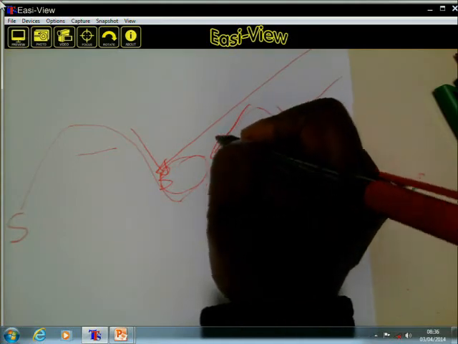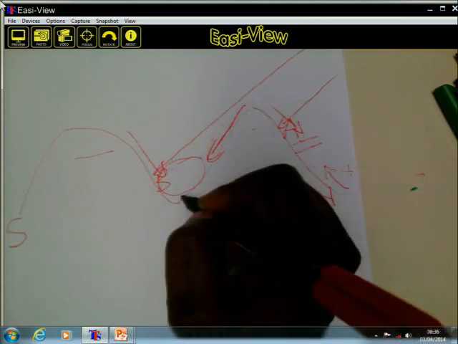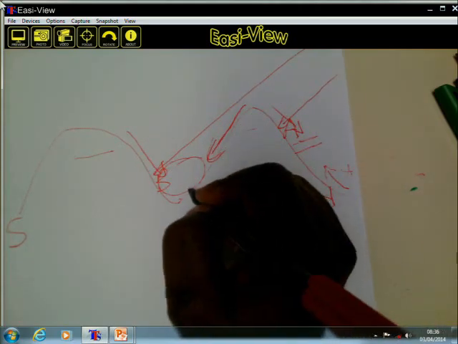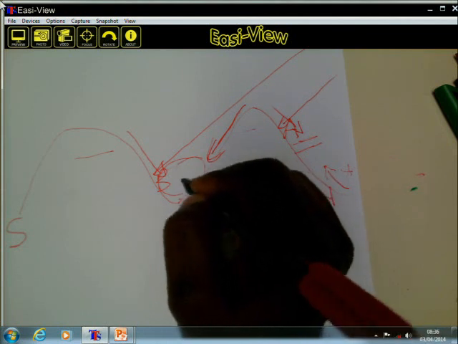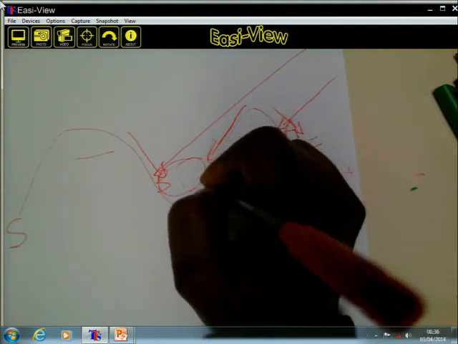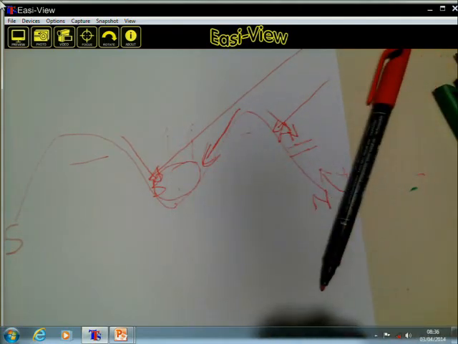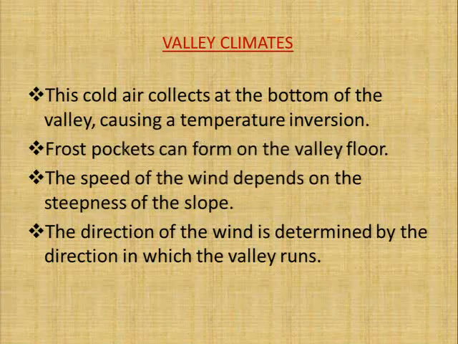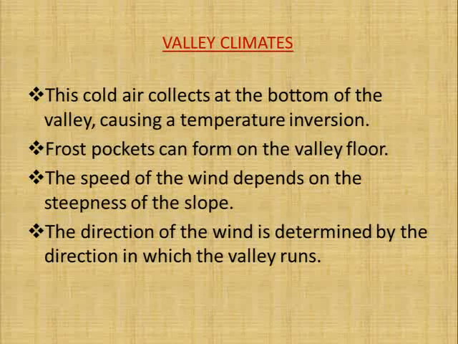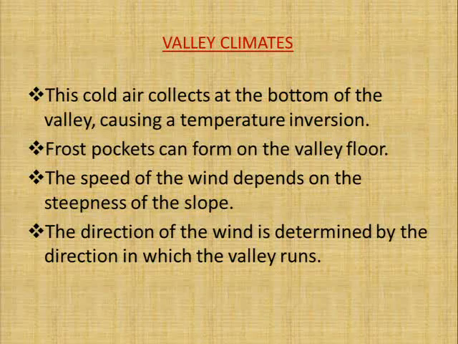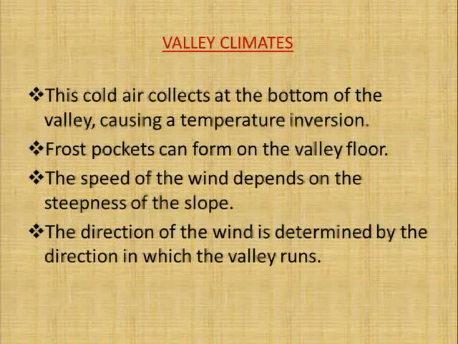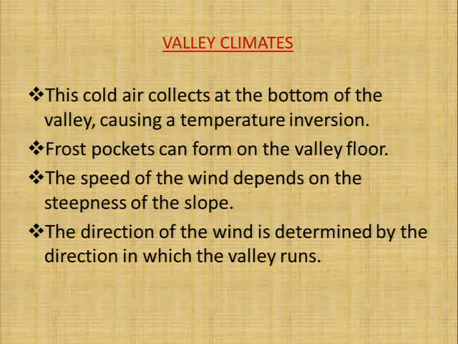It goes down the slope, kata, and as it comes into the valley floor, it finds that there is air collected there, which is warm air now. And this warm air has to rise. This cold air, which is now flowing into the valley, is displacing the warm air that has collected in the valley during the day. So that's why they say this cold air collects at the bottom of the valley, causing the temperature inversion.